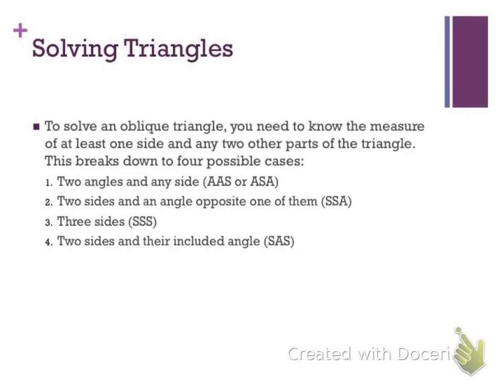So when you are trying to solve an oblique triangle, and an oblique triangle simply means that it's not a right triangle, so there's no right angle in it so that we can use Pythagorean theorem or SOHCAHTOA or anything like that. If we're trying to solve an oblique triangle, there's basically 4 different cases that you could have and be asked to solve. And in all of these cases, you're going to need at least one side to be able to solve it, and then 2 of any other parts.